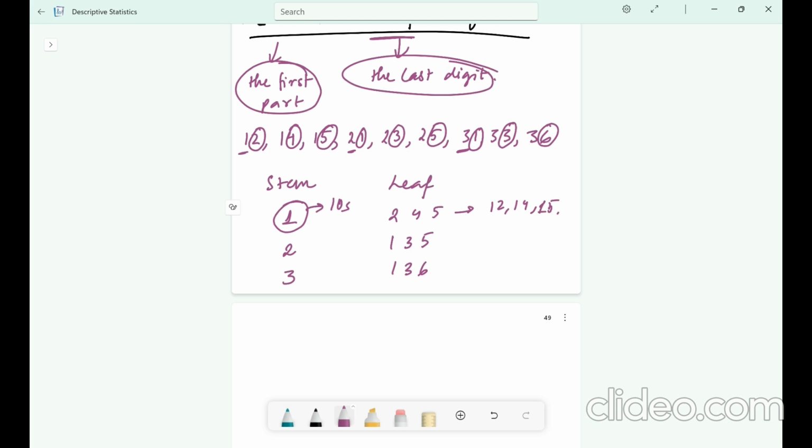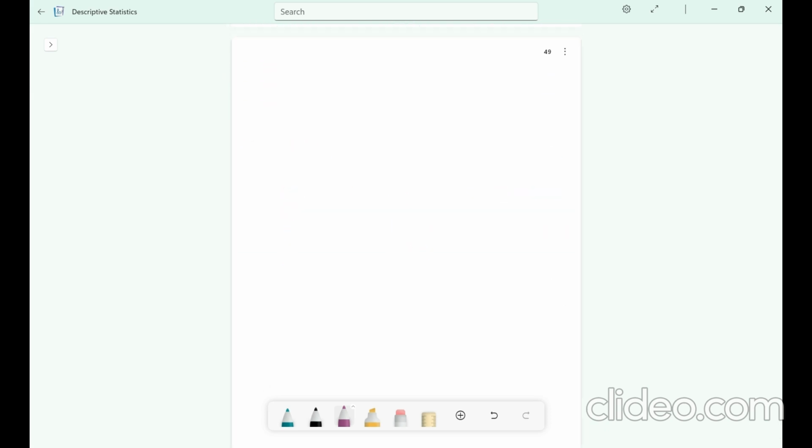So what are the uses of it basically? The uses, let me point it down. First is it preserves the original data. Next is it shows distribution shape clearly.